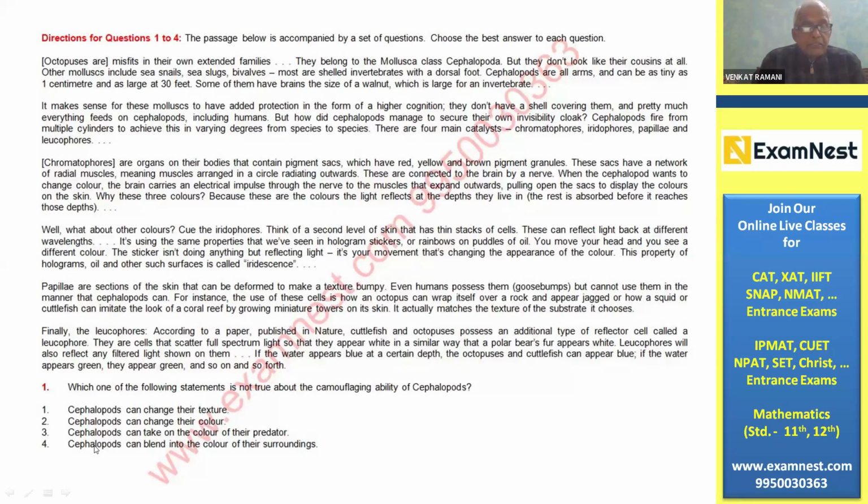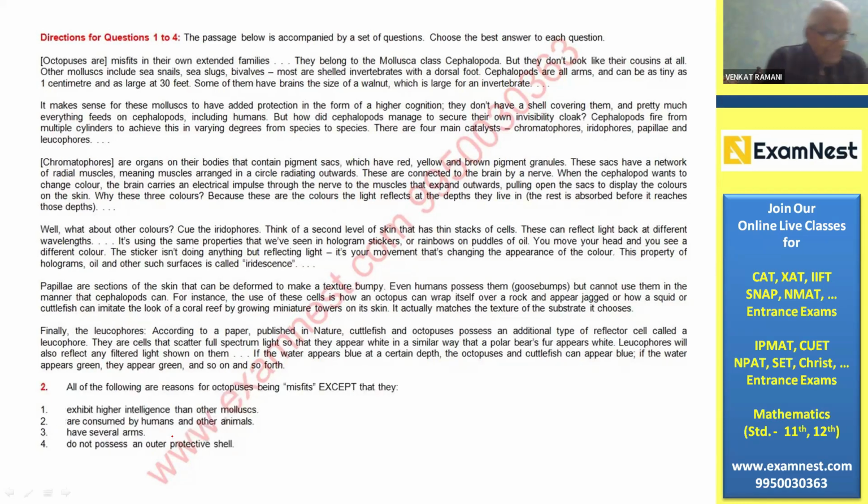Now, let's look at these questions. Which one of the following statements is not true about the camouflaging ability of cephalopods? We know that number one is true, that it can change its texture. Number two is also correct. It can change its color. Number three, it can blend into the color of its surroundings. That's correct. What is untrue is that cephalopods can take on the color of their predator. No, the passage doesn't say anything about it. So that is the correct option.